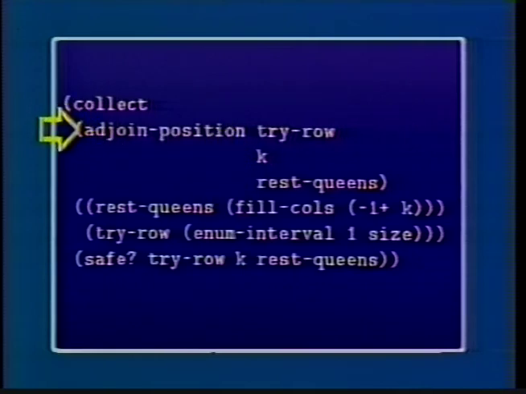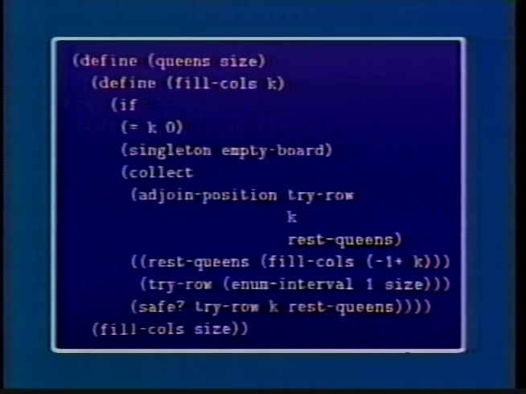Adjoin position is like safe. It's a thing that takes a row and a column and a rest of the positions and makes a new position collection. So I adjoin a position of a new row and a new column to the rest of the queens, where the rest of the queens runs through all possible ways of solving the problem in k minus 1 columns, and the new row runs through all possible rows, such that it was safe to put one there. Right? And that's the whole program. There's the whole procedure.